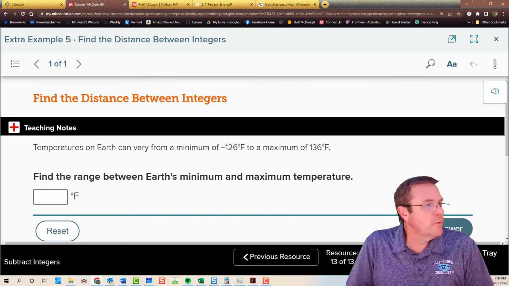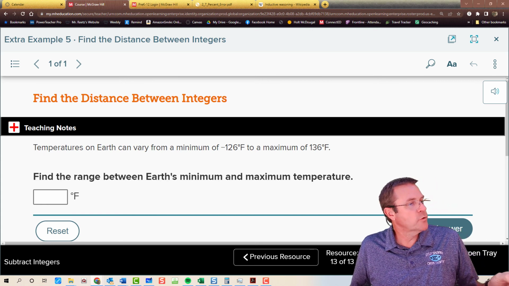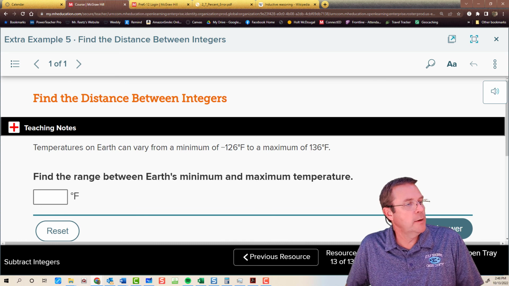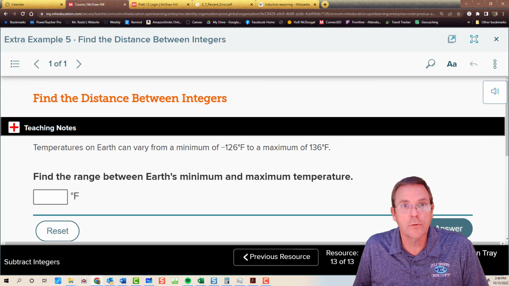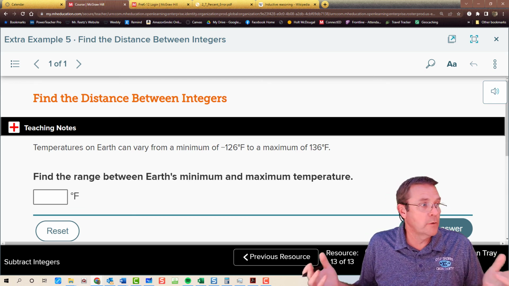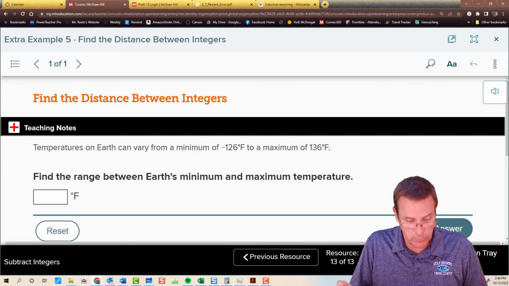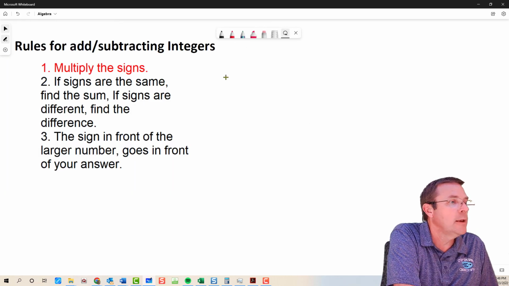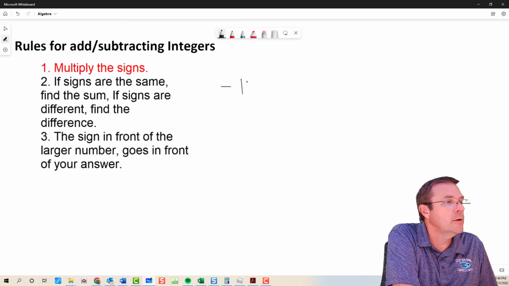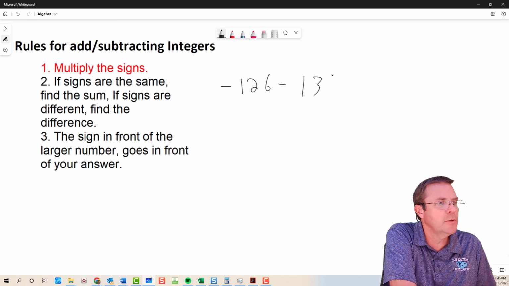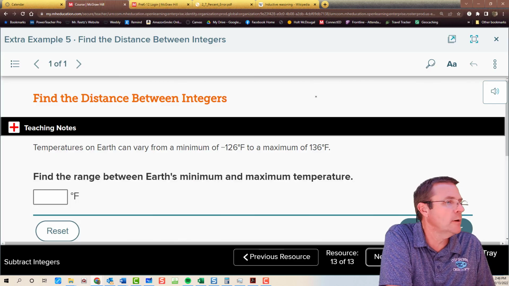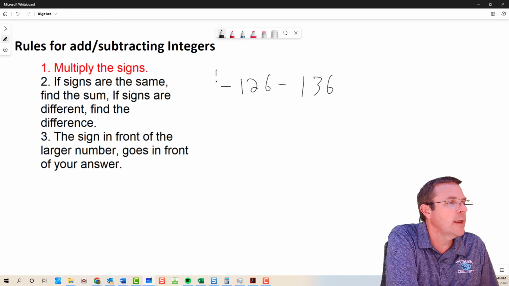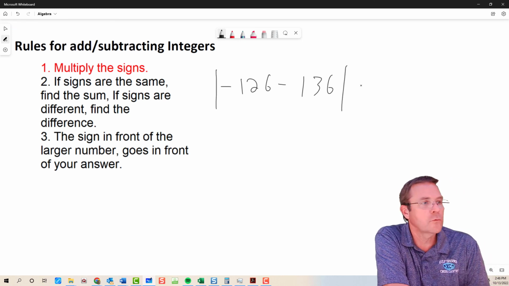All right, the problem is to find this. Earth's temperature can vary from a minimum of negative 126 to a maximum of 136, and they want to find out once again what's the distance between these two numbers. So we're going to start off with a minimum that is negative 126 minus the maximum, which I believe is 136. Yep, 136, and we're going to include absolute value for those.